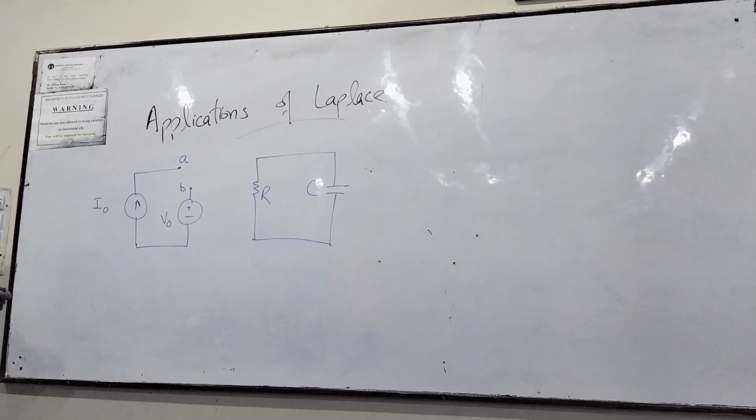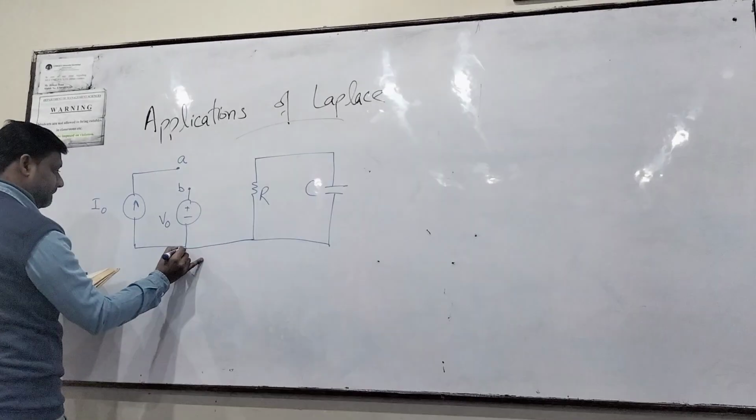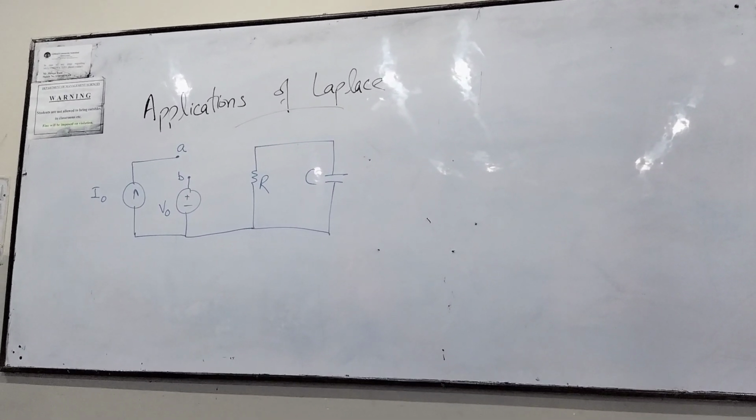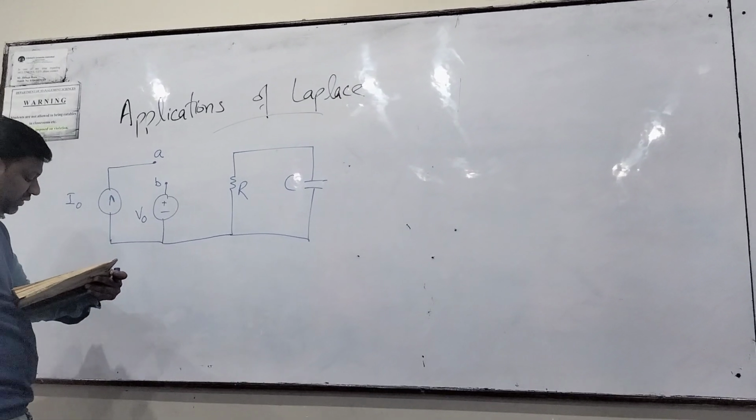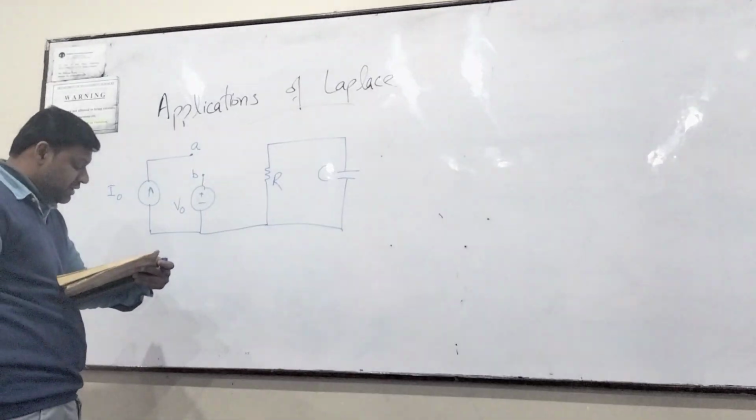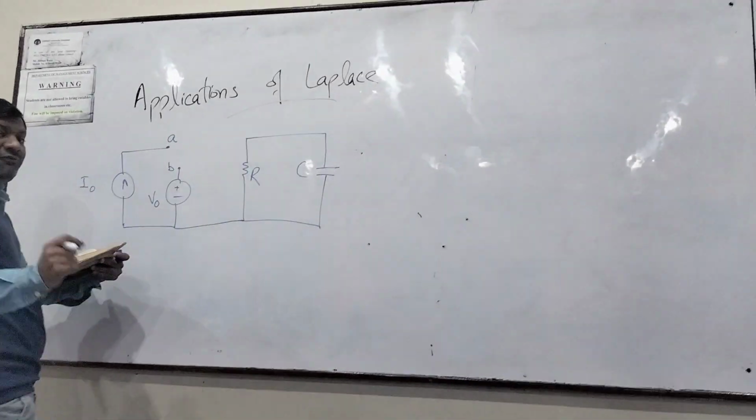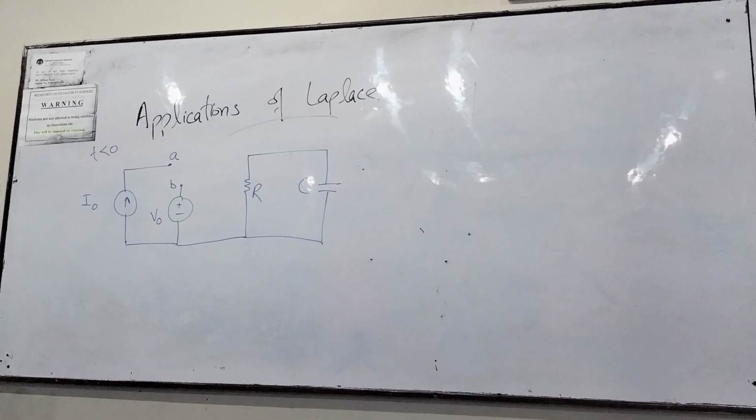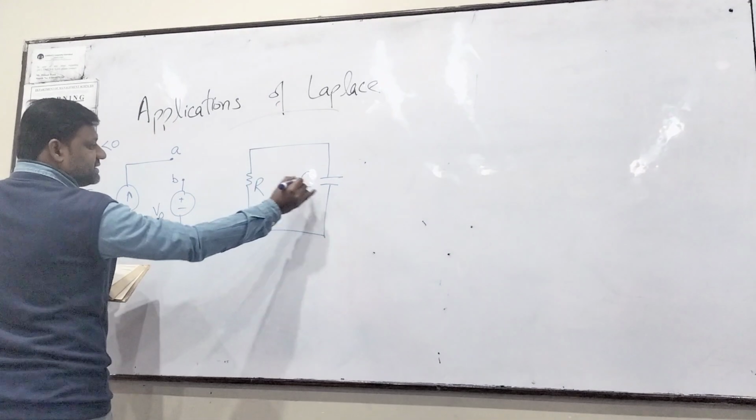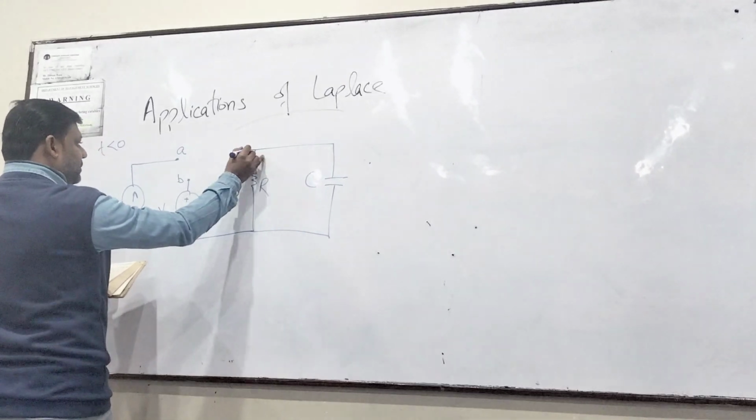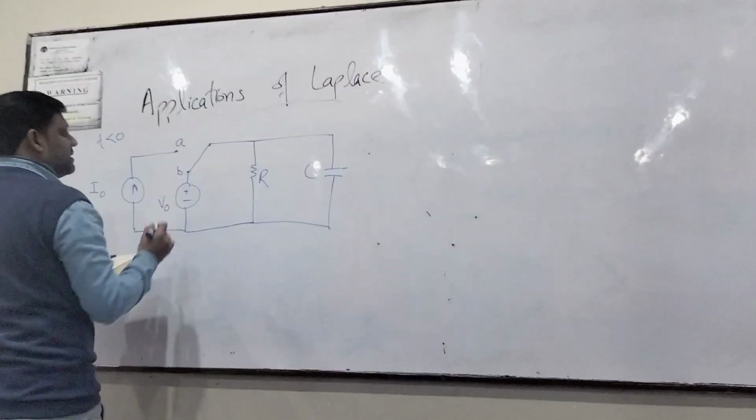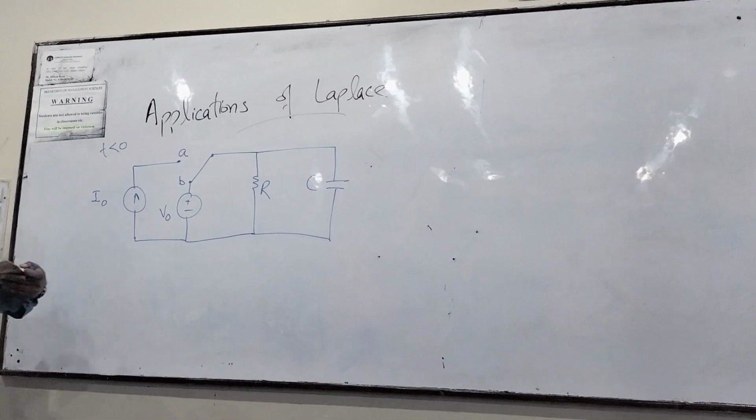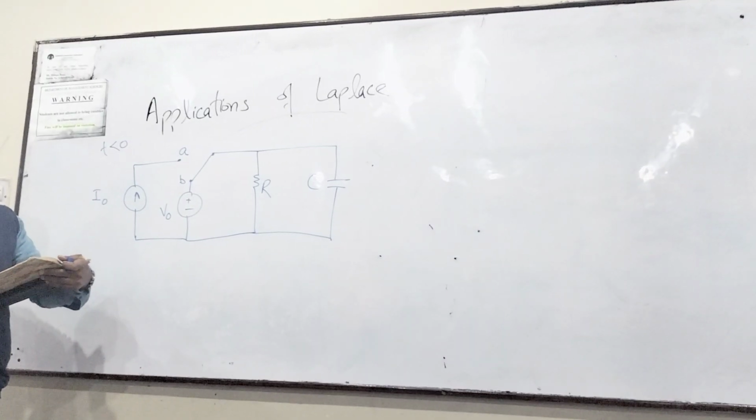This circuit is connected to these sources one by one. It said that the switch has been in position B for a long time. It means that before the time 0, this RC was connected to B for a long time. He used the phrase for a long time.